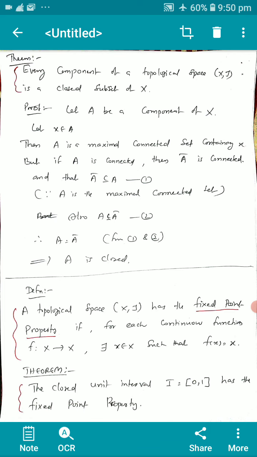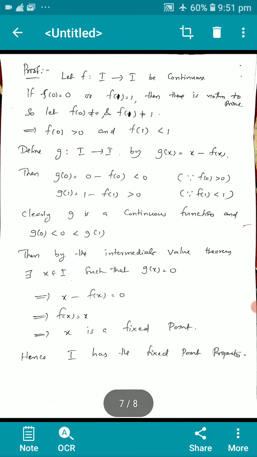The image of small x under f is the same small x. That is what we called the fixed point property. Theorem: the closed unit interval I, what is I? The closed interval [0, 1] has the fixed point property. Proof: let f from I to I be continuous. What is I? I is the closed interval [0, 1].